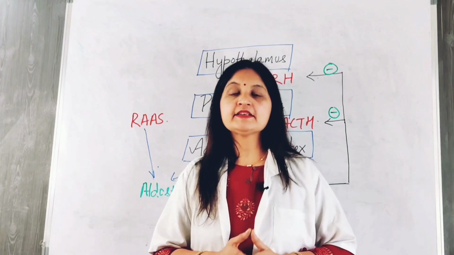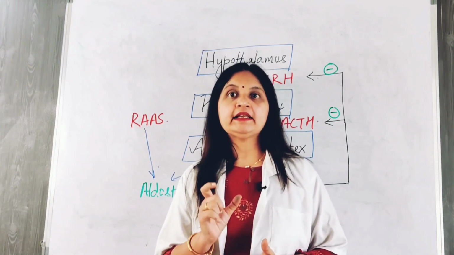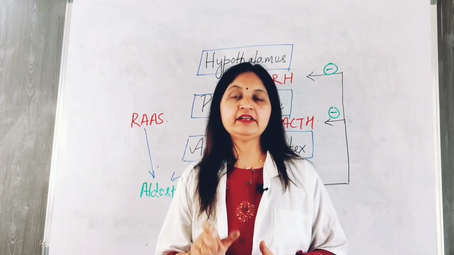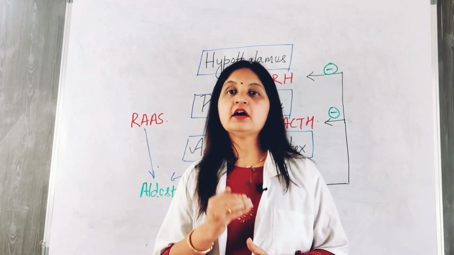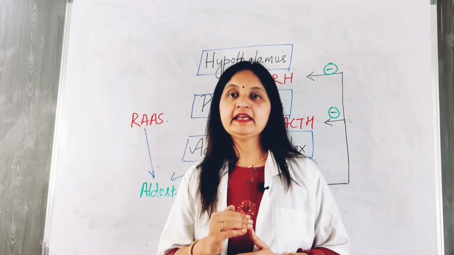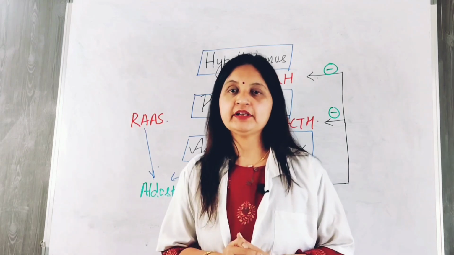So if after administering synthetic ACTH cortisol levels are reduced, it indicates primary adrenal insufficiency. The defect is in the adrenal gland. But if the cortisol secretion is increased, it is normal. It indicates that the adrenal gland is normal and the defect is in the pituitary.